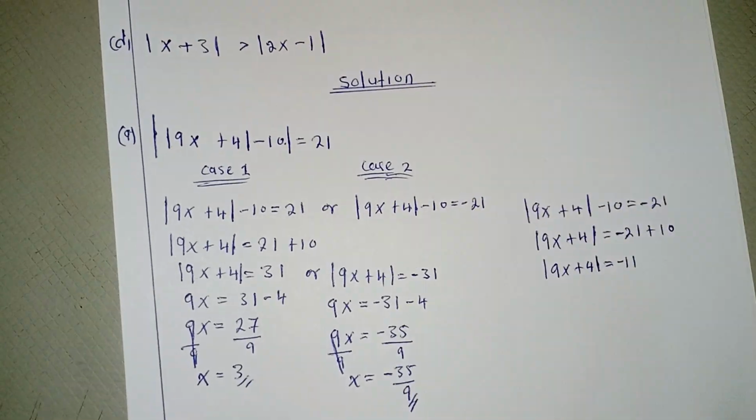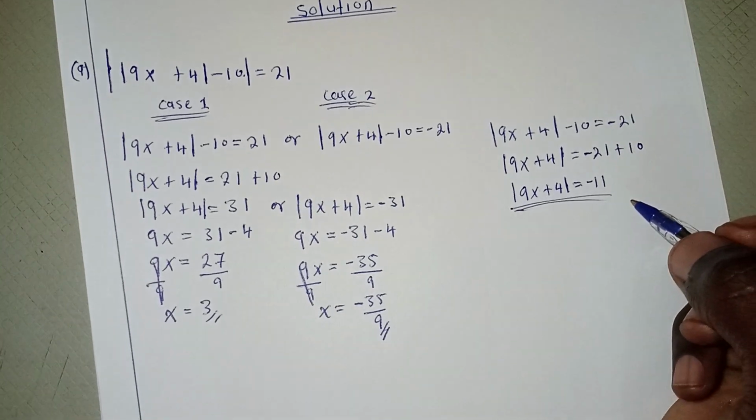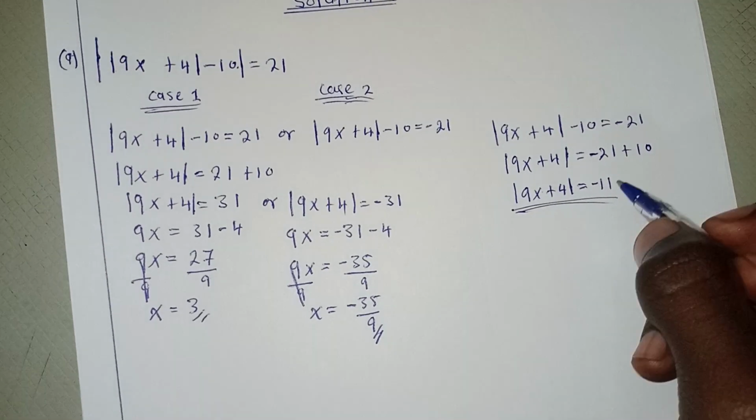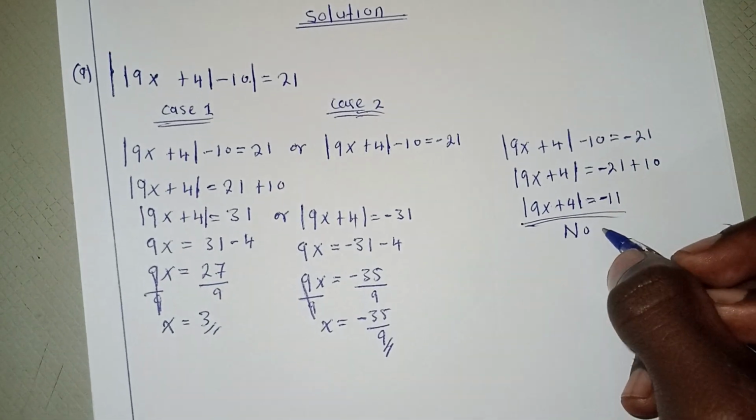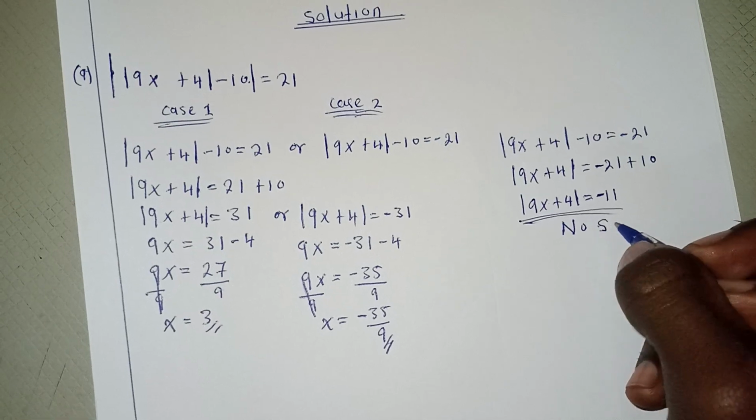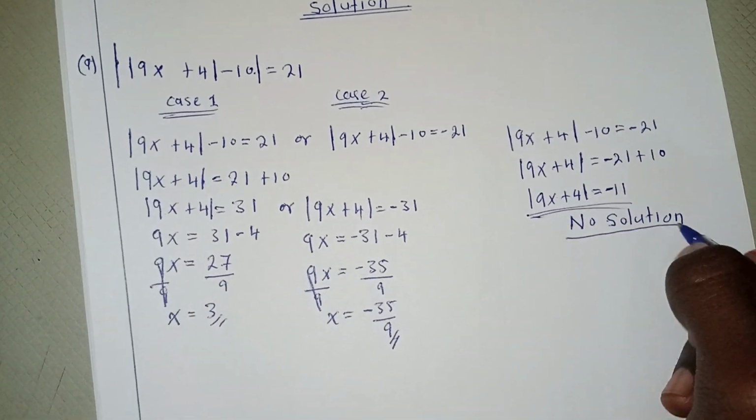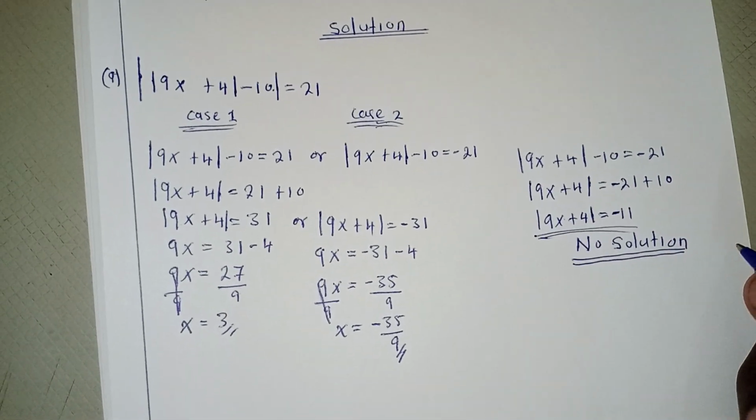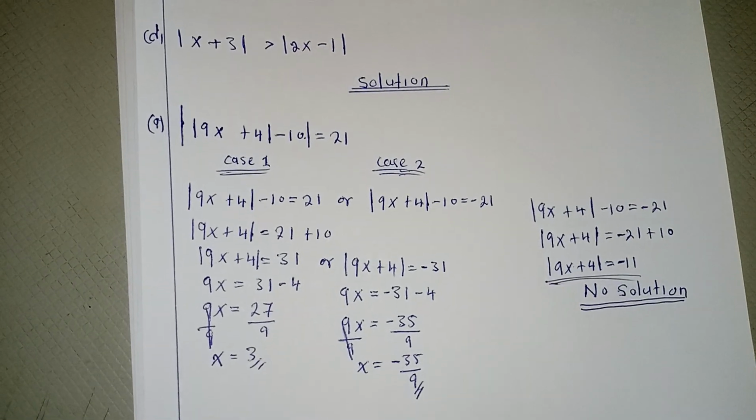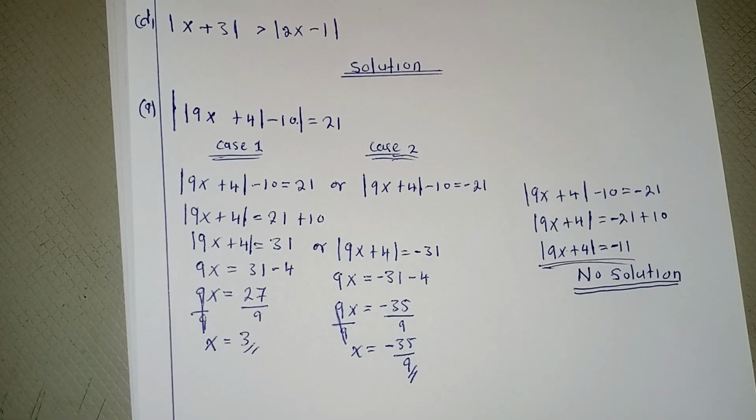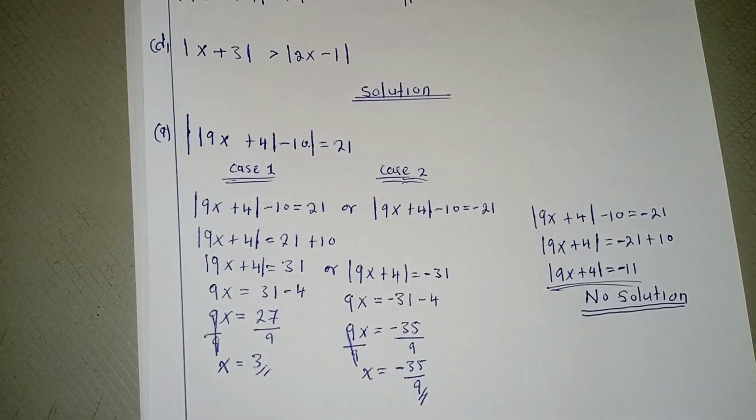9x plus 4 is going to equal negative 11. Now, when you reach here, we're supposed to come up with two cases again. But then we can't come up with two cases because there is already a negative this side. Therefore, this simply tells you that this has no solution. Whenever you have a negative there, there's nothing to solve for. Okay, so let's get to the second question.